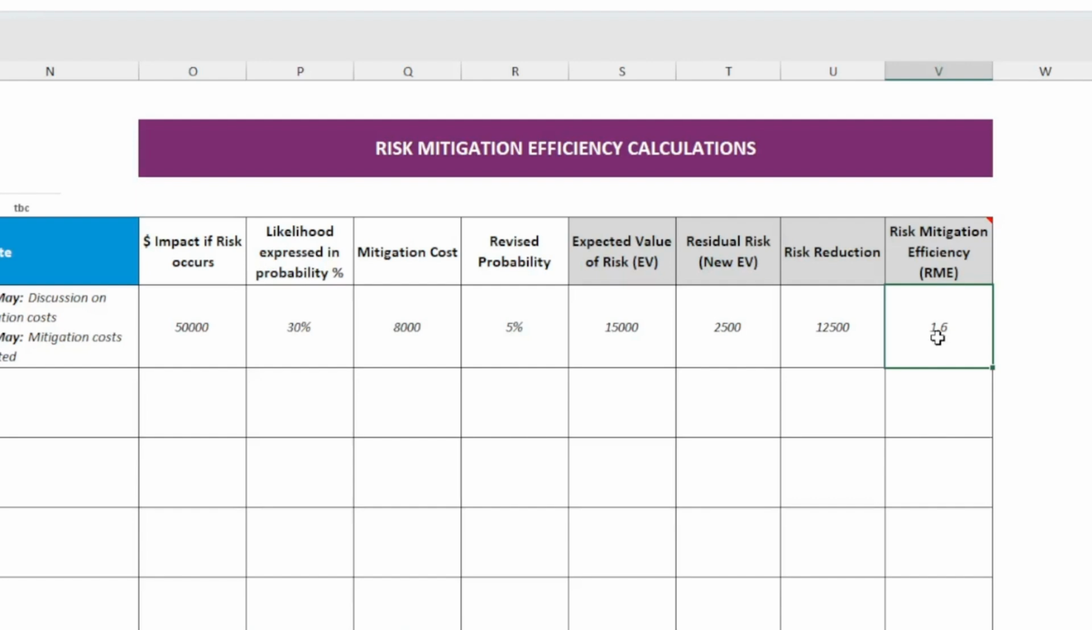If you start to have numbers like 10 and above, that means there's something wrong in your calculations, or that there is something wrong in your evaluation, I should say, instead. So this number needs to be discussed with your team.